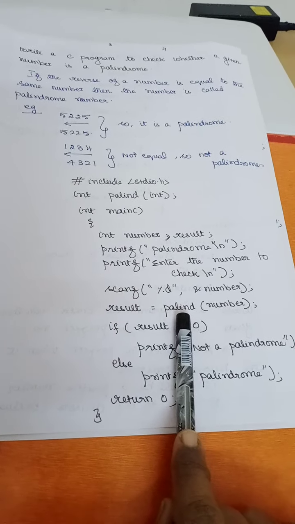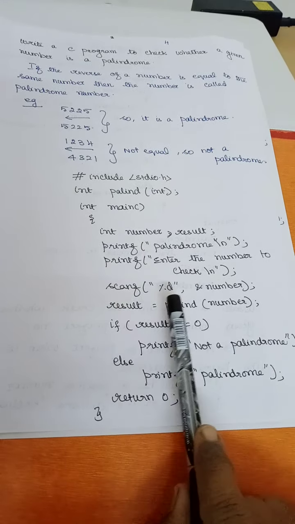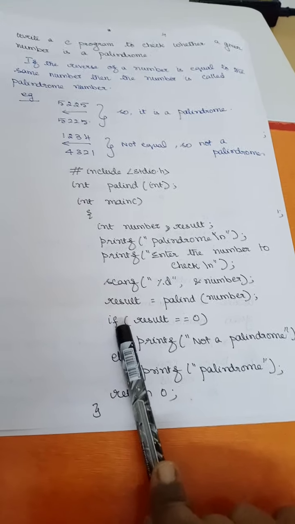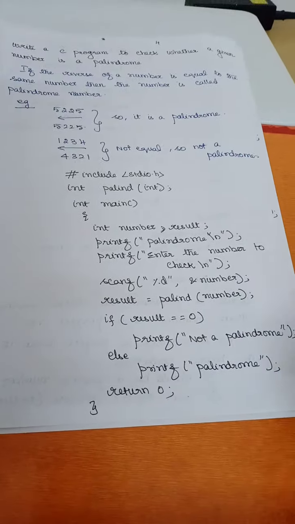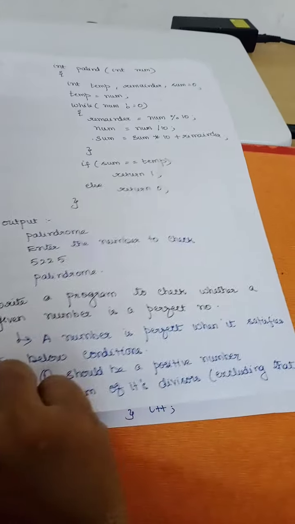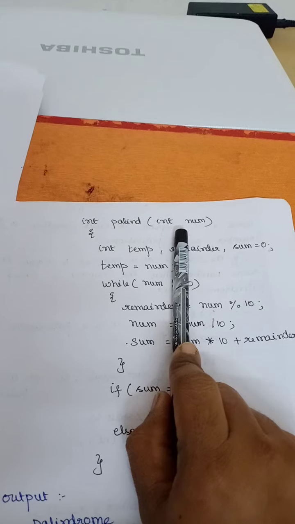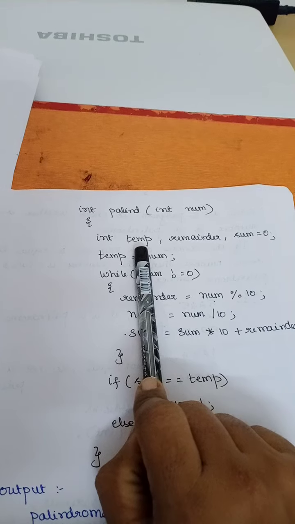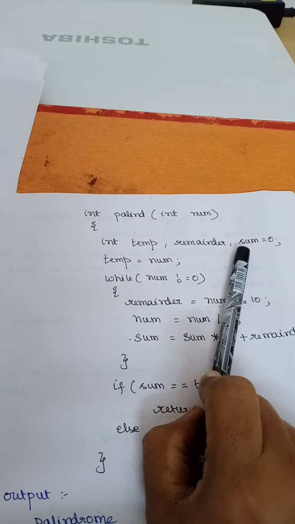And then I am calling the function palind by passing this number. Whatever value I get from the function, I am going to store it in result. If result is equal to 0, I am going to say it is not a palindrome. Else I am going to print that it is a palindrome. Now we will move on to the function. So int is the return type. Here I am going to accept the number. Now int temp, I am going to have one temporary variable, and then one for remainder, and then for sum.